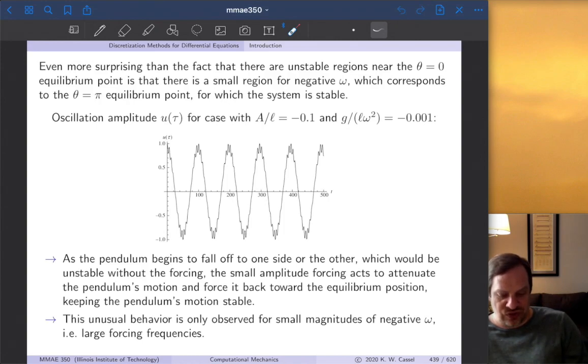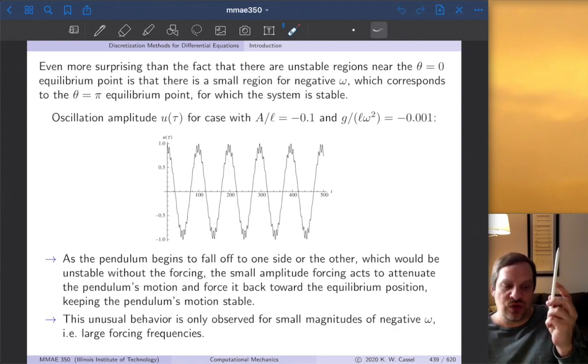So here's the solution for u as a function of time. For a over L is minus 0.1, so the minus sign now means it is straight up, and g over L omega squared is minus 0.001. So this is not the only value for which this works, but it's a fairly narrow range of values. And what's actually happening is, if you have a little disturbance, so your pendulum sticking straight up, if it starts to fall off to one side, the forcing brings it back. It falls off to the other side, the forcing tends to bring it back.